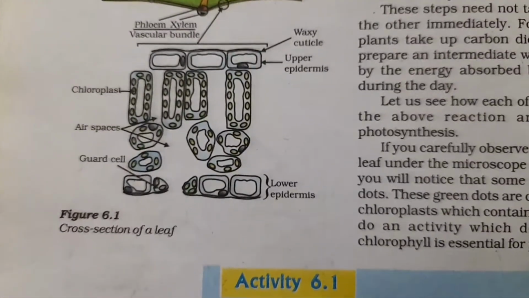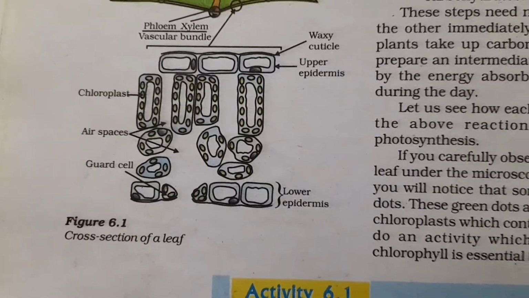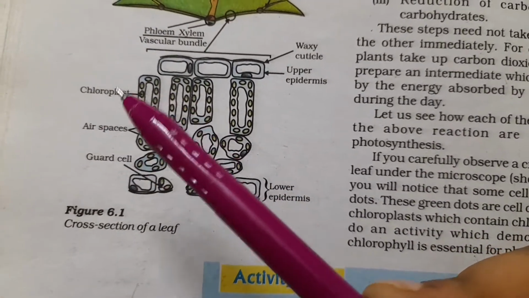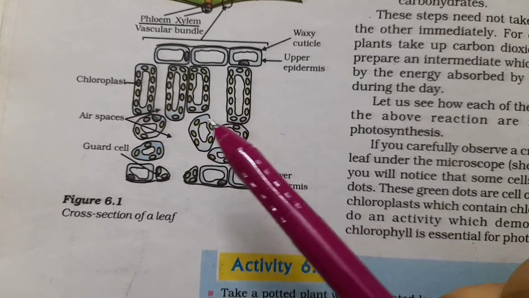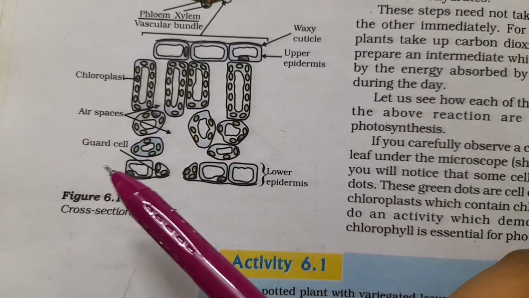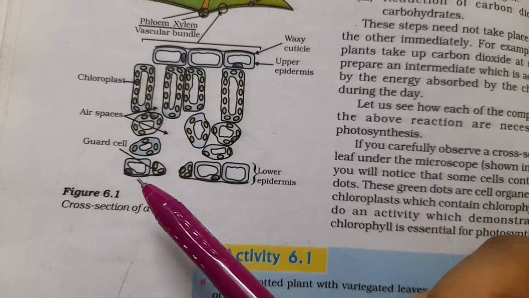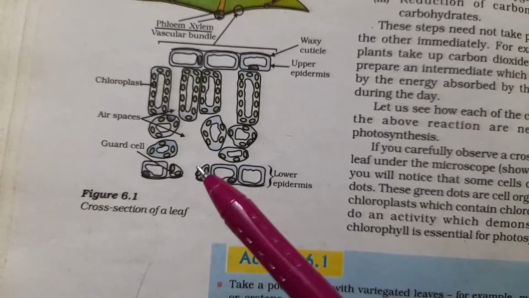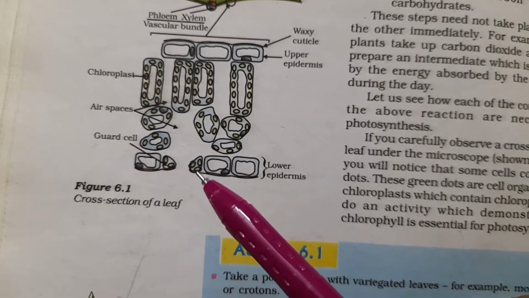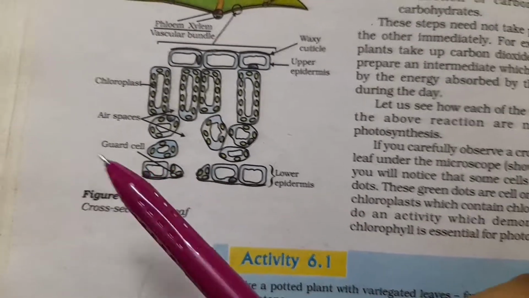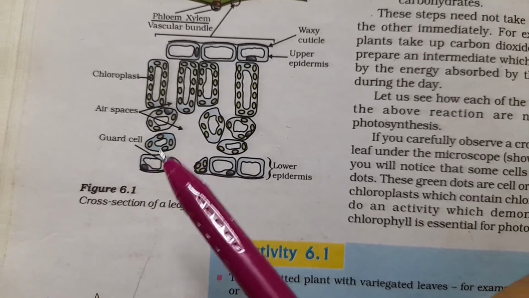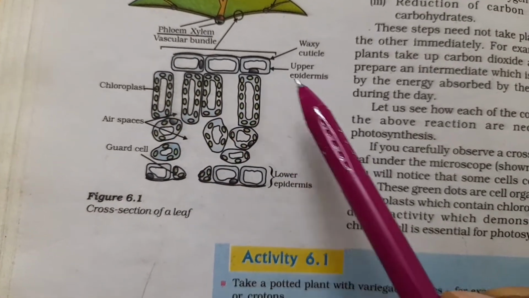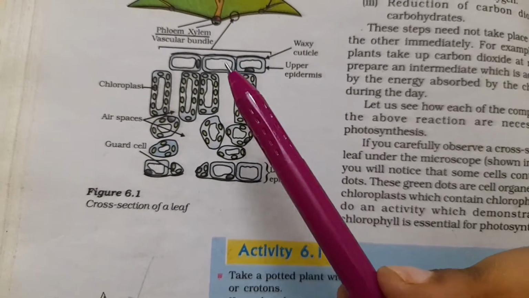Now this is actually a cross section of a leaf. As I said, this is the chloroplast, and these are air spaces, and these are guard cells. You might know the guard cells perform specific functions. You might know the leaves contain so many stomata, which are small openings. Guard cells help in closing and opening of the stomata. And this is the upper epidermis, and this is a waxy cuticle.